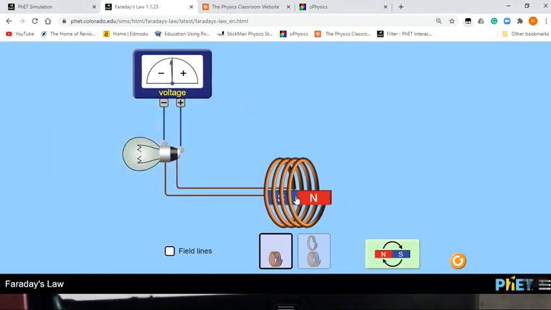Also, what we can see is the moment the magnet stands still, far or close, when there's no motion, there's no current.